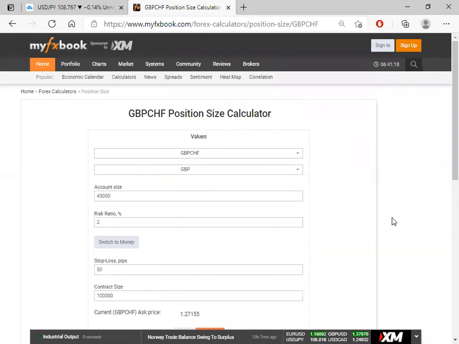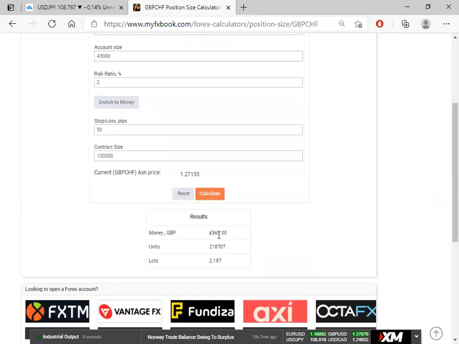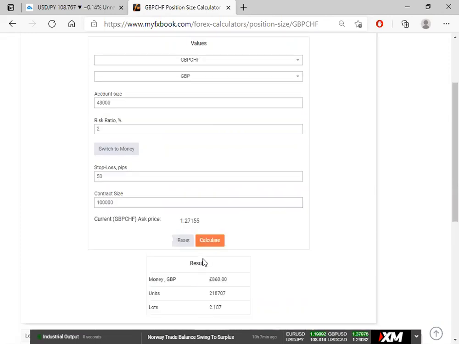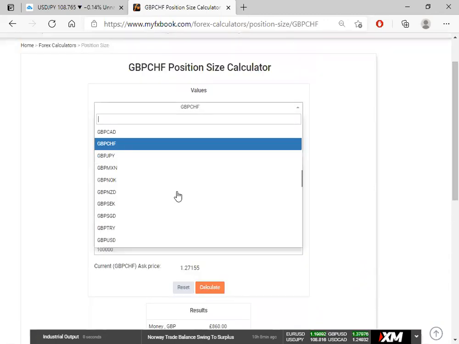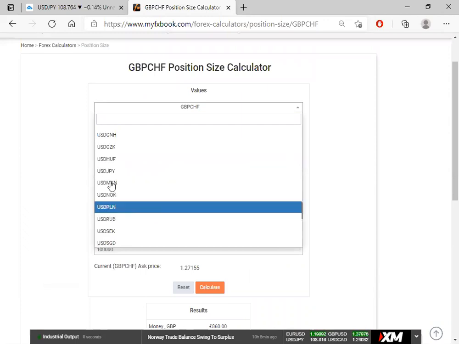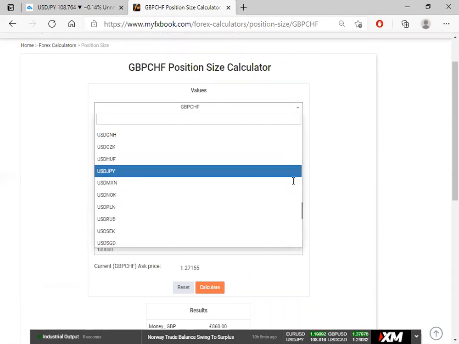It's a pretty neat tool because it allows you to figure out the amount in terms of your currency, whether pounds, dollars or euros, as well as the lot size that you have to trade, just by taking in your stop loss as well as the percentage risk that you want to apply to your account. So if we take it from the top, let's say we're using USD JPY as an example.